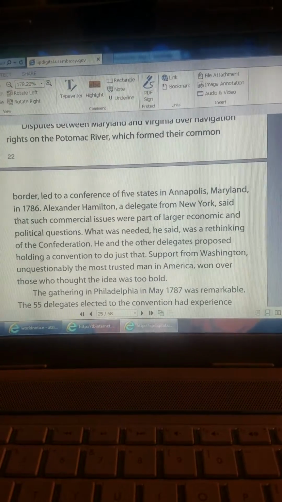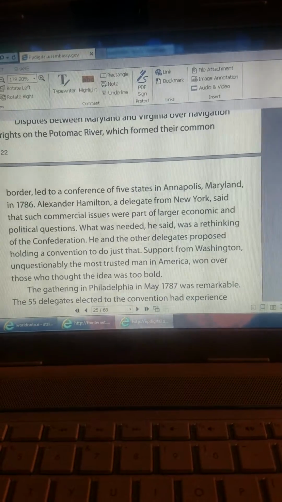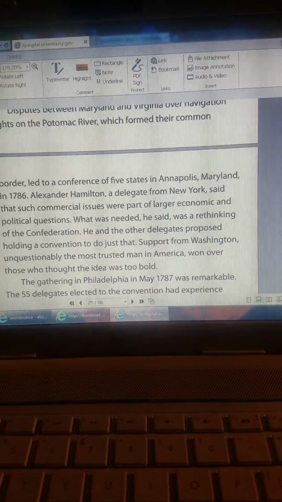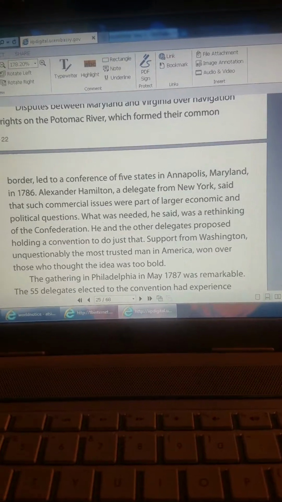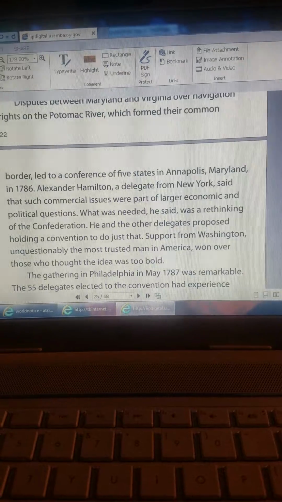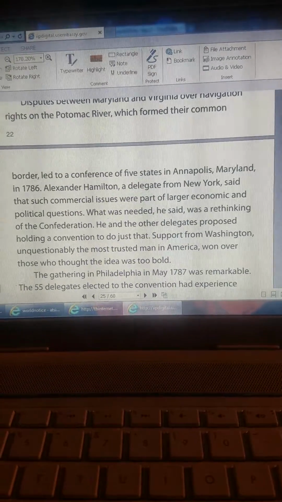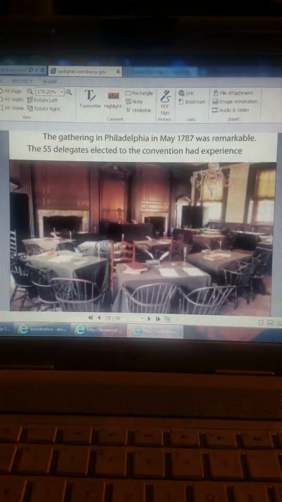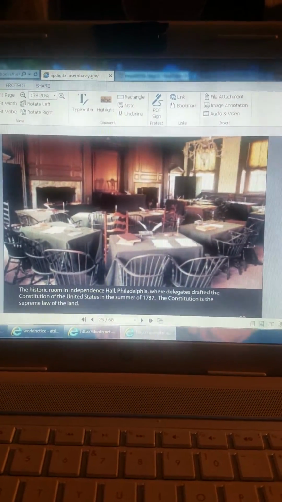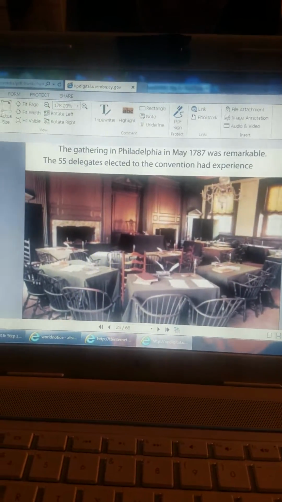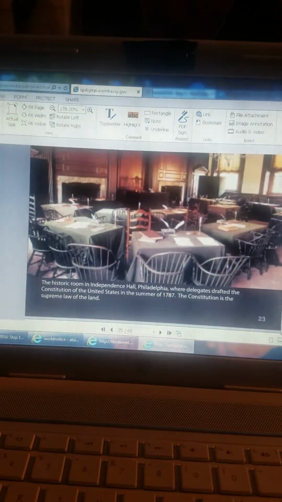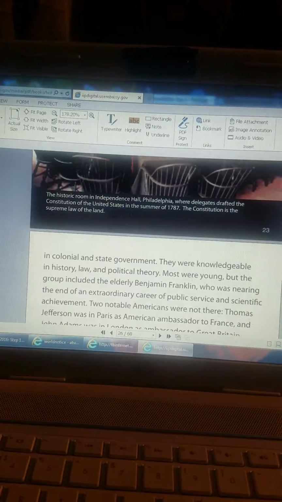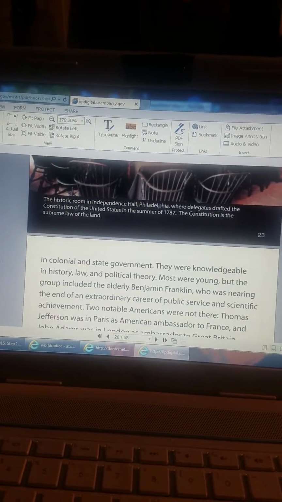Support from Washington, unquestionably the most trusted man in America, won over those who thought the idea was too bold. The gathering in Philadelphia in May 1787 was remarkable. The 55 delegates elected to the convention had experience in colonial and state government.